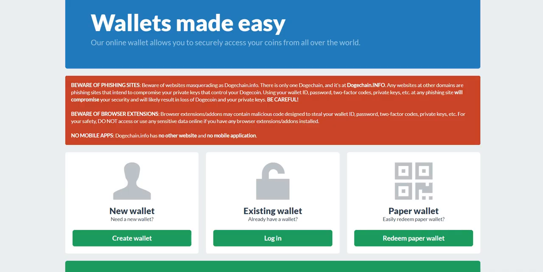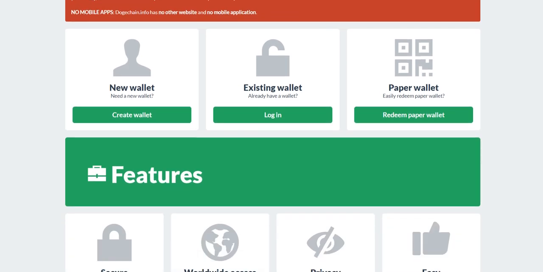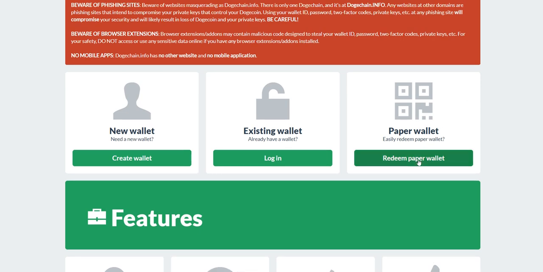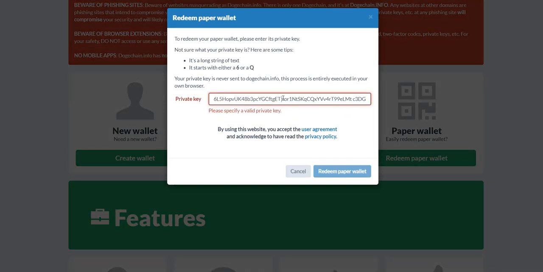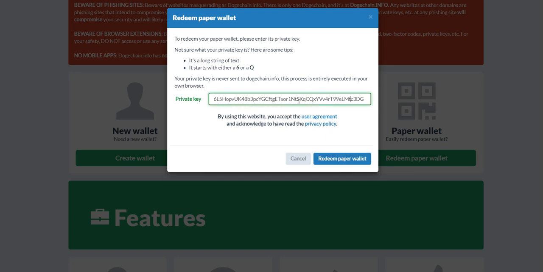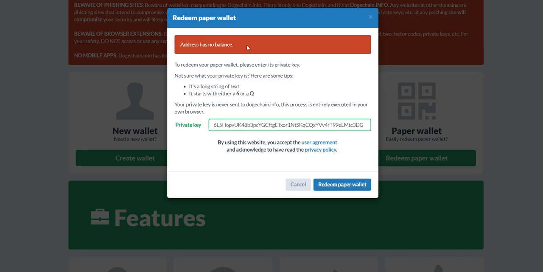Go to my.dogecoin or dogechain.info, and this was in the description of the puzzle of where you can redeem these when you solve them. Click Redeem Paper Wallet, paste the private key here. Again, this will only work if the private key is correct. So there you have a correct private key. Redeem Paper Wallet. The prize has been taken already. Someone solved it, so there is no balance here.